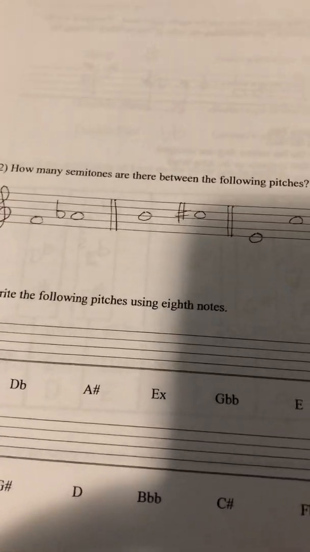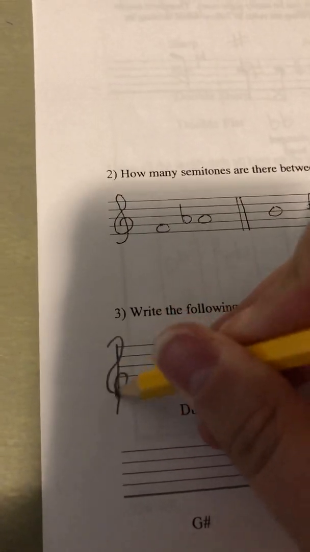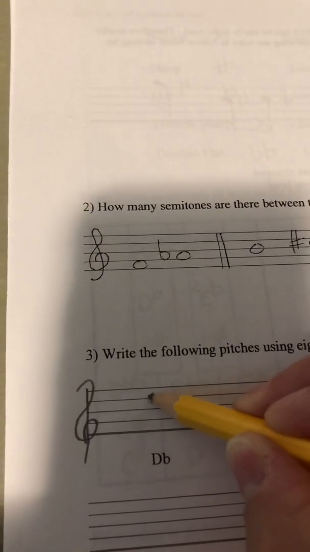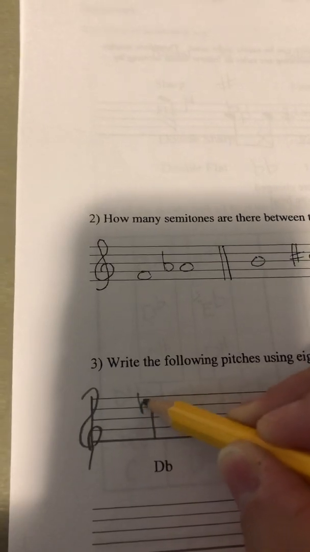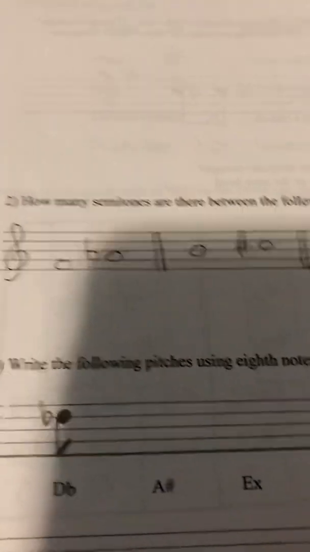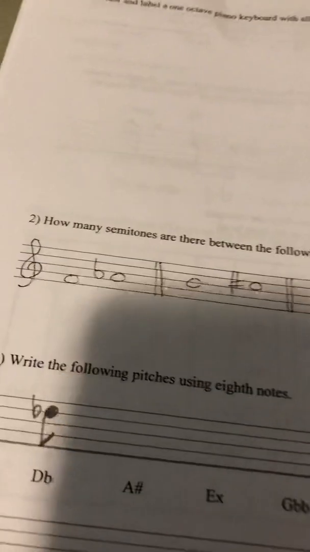Write the following pitches using eighth notes. So we have to make sure we put a clef in. So we could put our little treble clef. It says D flat, so I'm going to put my little D here, and I'm going to put a flat there. Okay, but what did it say? Eighth notes, so I need a little flag there. Okay, does that make sense? Yeah, clear as mud? Okay, so there's lots of practice there.